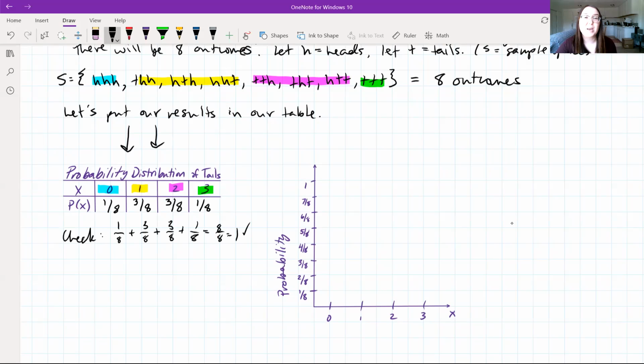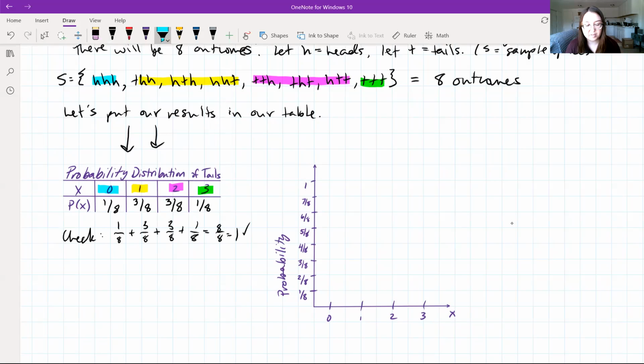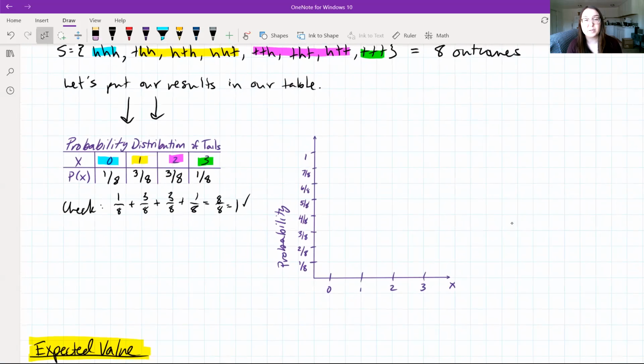All right, so now since we have all of our probabilities, and we know the values, let's fill in our histogram. So remember here, we're going to have our x values in the middle of our bars, and then we're going to follow up to the probability. So we see that the probability of 0 tails is going to be 1 divided by 8. We see 1 divided by 8 on our graph here.